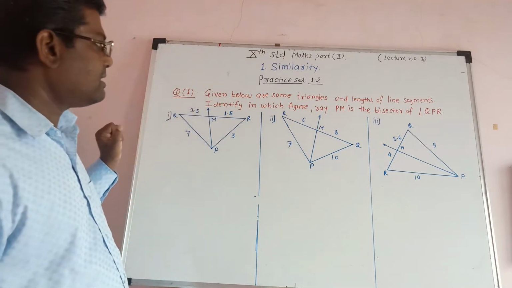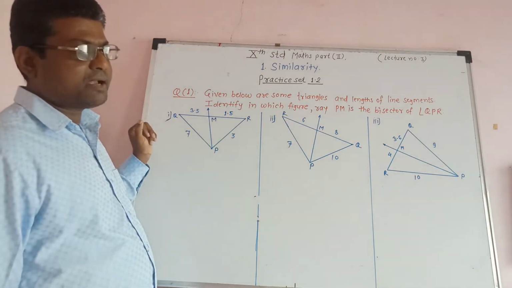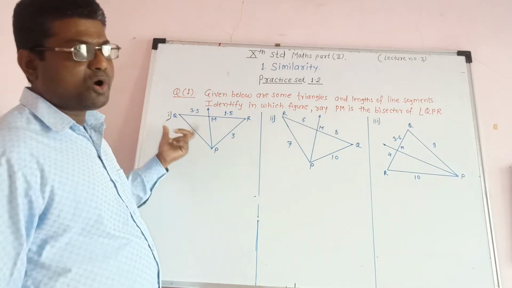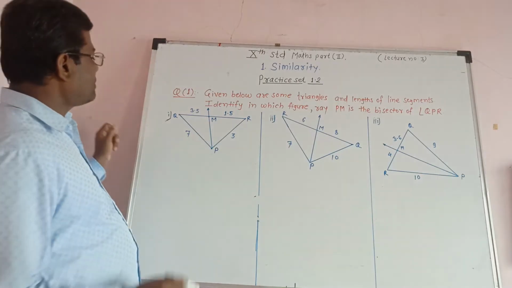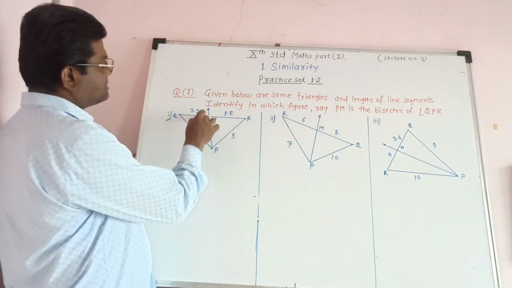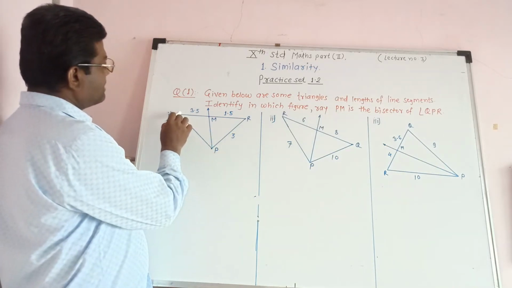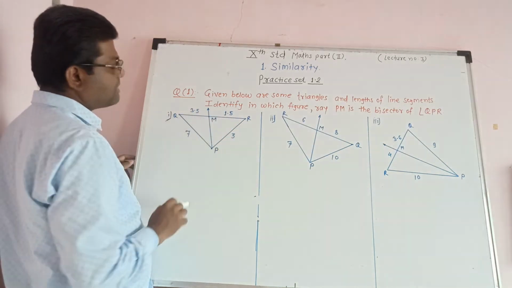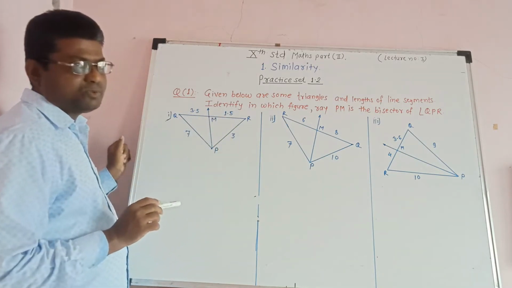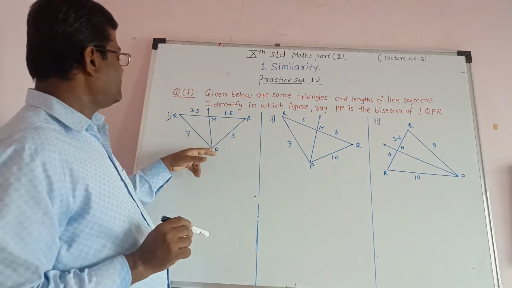So what is that theorem? The angle bisector of an angle of a triangle divides the opposite side in the ratio of the remaining two sides. So if we have to test whether PM is the bisector of this angle, then we have to take the ratio QM upon MR and then the ratio QP upon PR. If these two ratios are equal, then PM is the angle bisector of this angle.